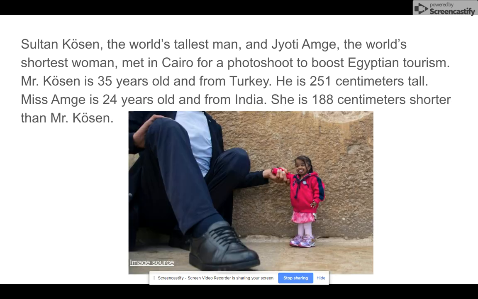Next slide. Sultan Kosen, the world's tallest man, and Jyoti Amge, the world's shortest woman, met in Cairo for a photo shoot to boost Egyptian tourism. Mr. Kosen is 35 years old and from Turkey. He is 251 centimeters tall. Miss Amge is 24 years old and from India. She is 188 centimeters shorter than Mr. Kosen. This is where students will start to get really excited because they'll be surprised that she's 24 years old.